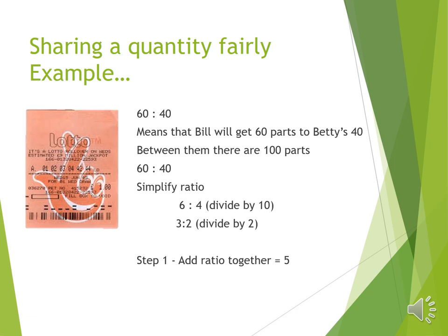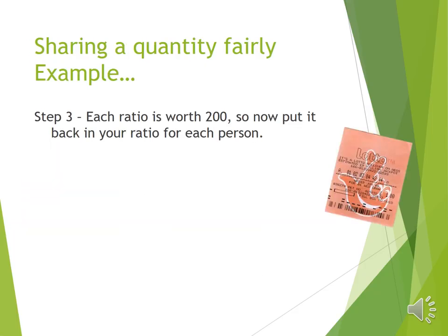Now, what do we do? We add the ratio together. 3 plus 2 is 5. Once we know that is the total of the ratios put together, the next thing we do is divide the amount by the total ratio. So what was the amount that they won? £1,000. So 1,000 divided by 5 is 200. Now that 200 is for each part. Each ratio part is worth 200.